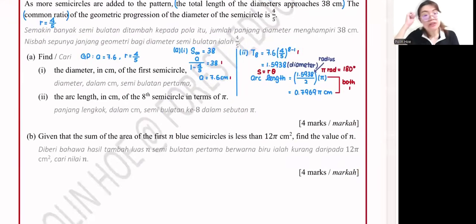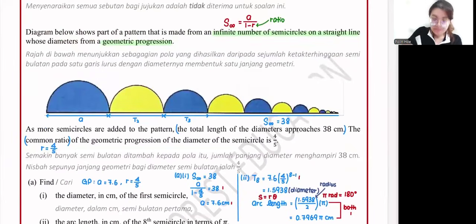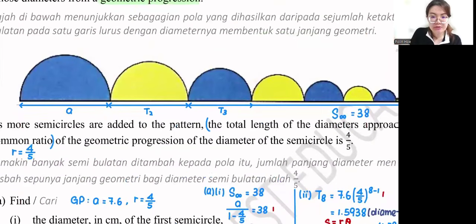Part B. Given that the sum of the area of first n blue semicircles, look carefully, I want the blue one. It is blue, yellow, blue, yellow, blue, yellow, blue, yellow, blue, yellow. Just now I purposely wrote T1, T3 to show you. Which means T2 is yellow, T4 is yellow, T6 is yellow. I do not want those. I'm looking at the blue one only.